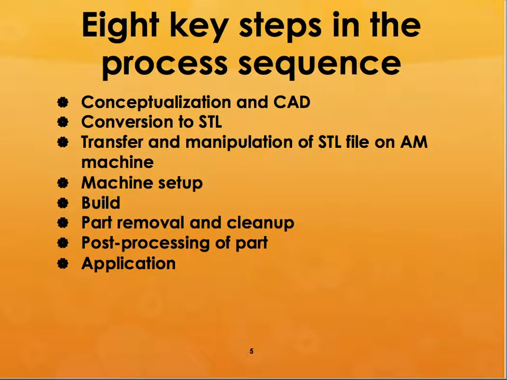So every machine typically has about 8 key steps. Some of them might be combined, but they are essentially the 8 steps. So the first one is you have to dream the part. So you have to conceptualize the part and you have to design it on your CAD modeling software. Then the CAD model cannot be directly sent to an additive manufacturing machine. You have to have some kind of a translator between the CAD model and the machine.